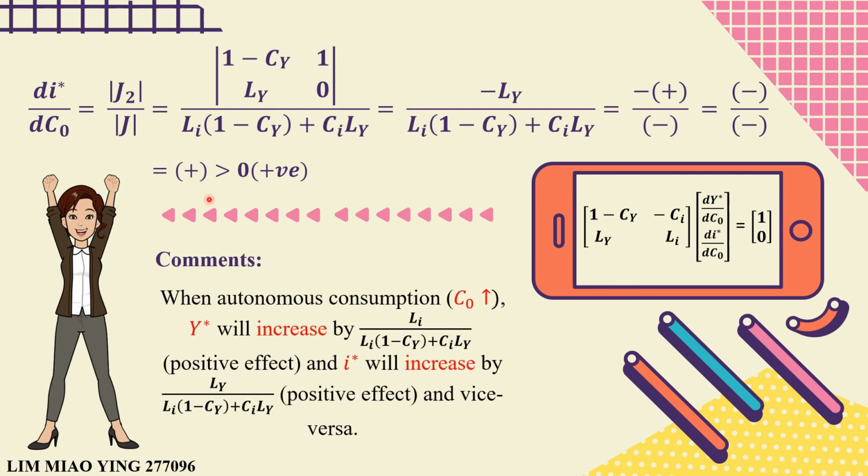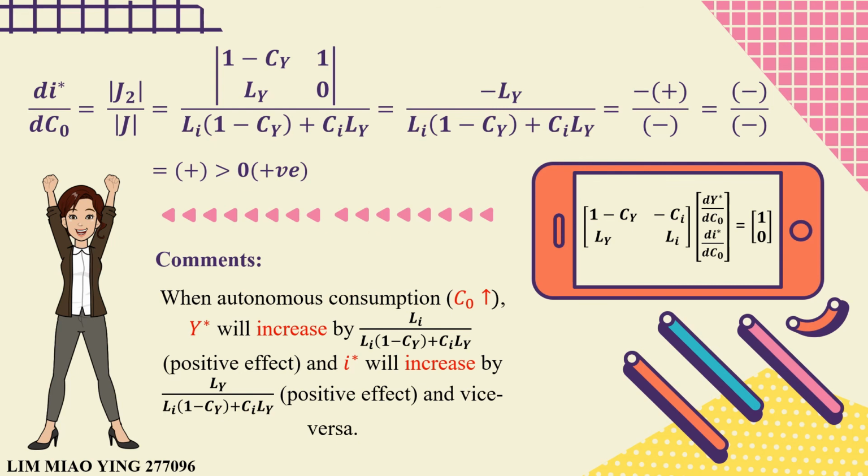So what we can conclude is, when the autonomous consumption SINA increases, the Y, which is the national income, will also increase as a positive effect, and the I interest rate will also increase with a positive effect, and vice versa.